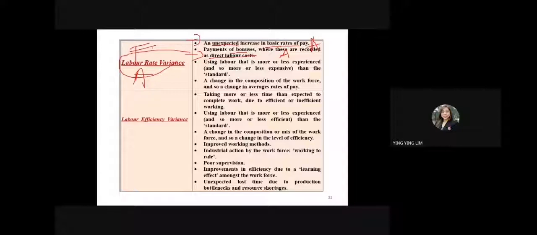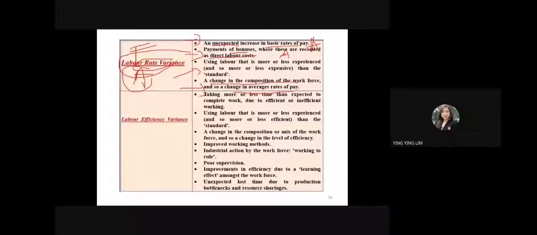So maybe the company hired cheaper labor, or a less skilled or less experienced worker, that would result in a favorable labor rate variance. Or maybe there is a change in the composition of the workforce, and so there is a change in the average rate of pay. So this one, definitely your labor rate is adverse as well.